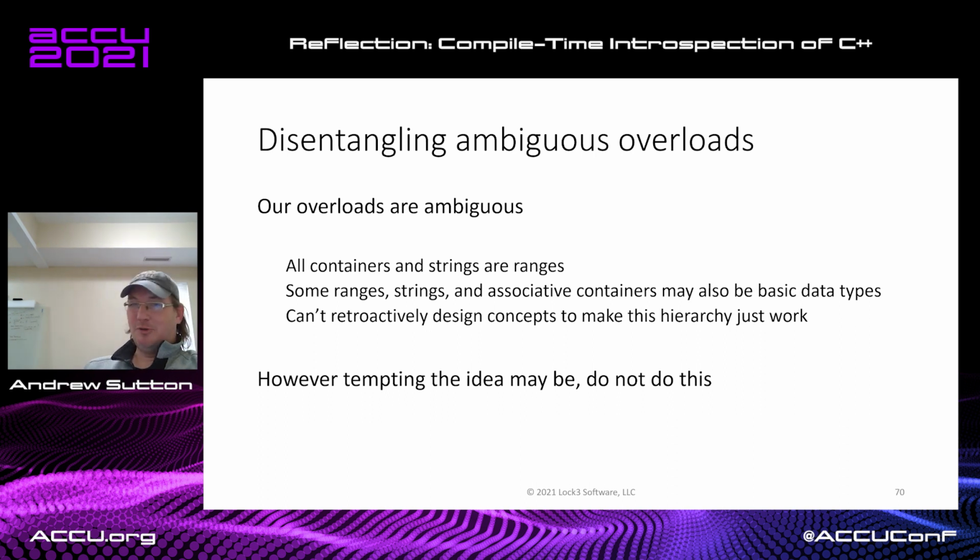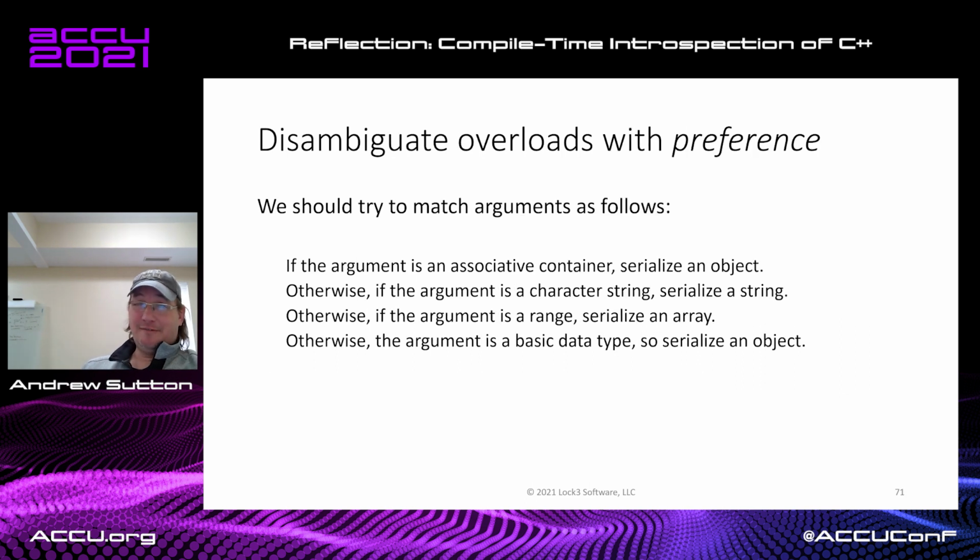We just need to figure out what problem we're trying to solve, and it's not a problem we can solve with concept refinement. The problem we're actually trying to solve is specifying preference. We actually prefer how to choose these particular things. And in our write value function, we can encode that really easily. The basic logic of it would look like this. If it's an associative container, try to serialize that as an object. If it wasn't an associative container, but it was a string, we'll try serializing this as a string. Failing that, we'll fall back to a range. If it's a range, then we'll do that thing. And lastly, we'll just assume that it's a basic data type and try to serialize it that way.